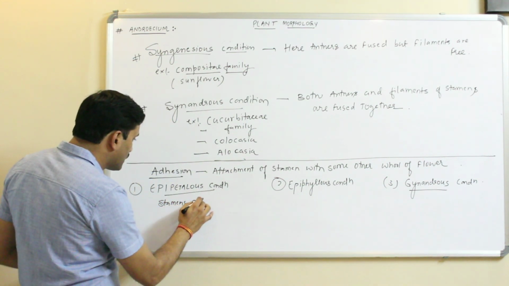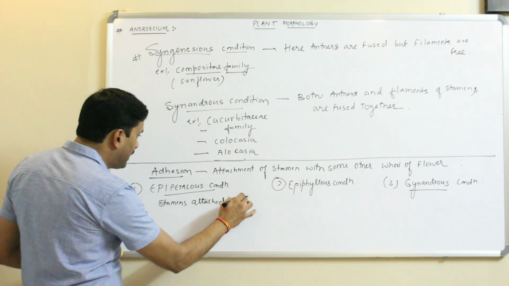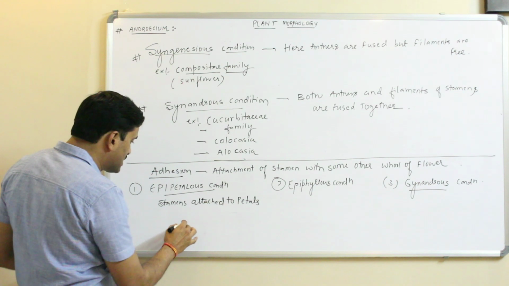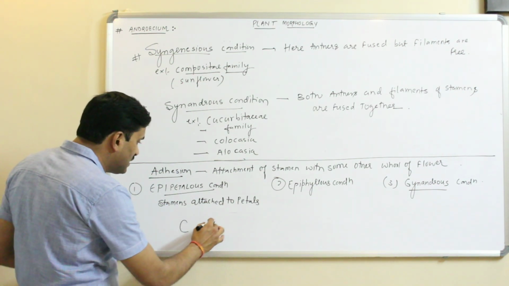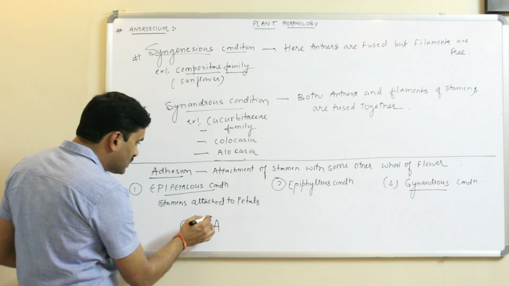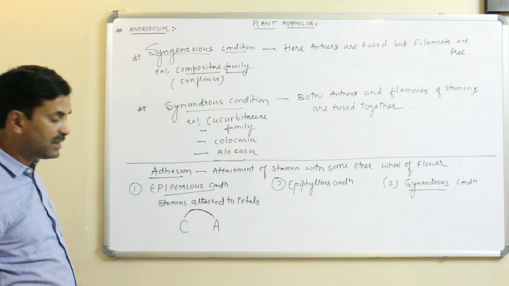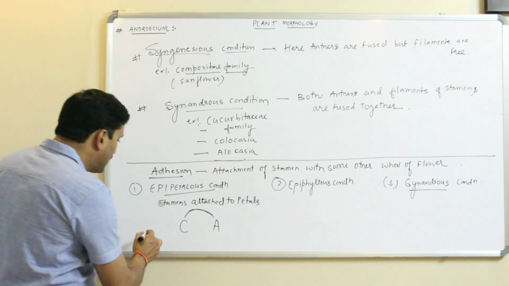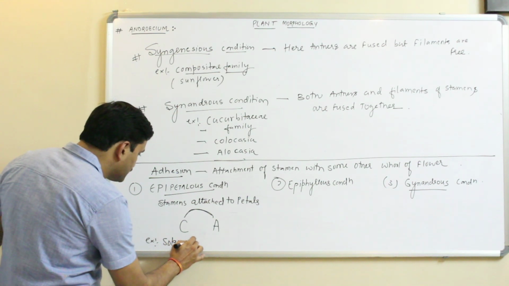Stamens attached to petals, and it is shown like this type. Petals are represented by C, corolla is represented by C, and this is A. So an arc is imposed here like this. This is showing the epipetalous condition. Stamens attached to petals. The best example is Solanaceae family.